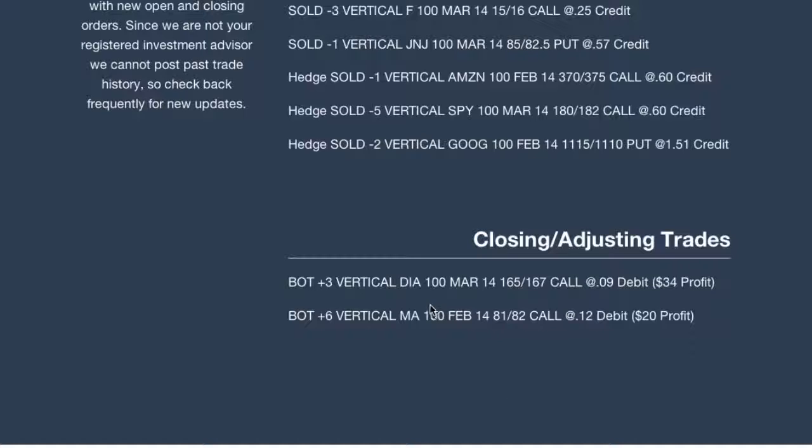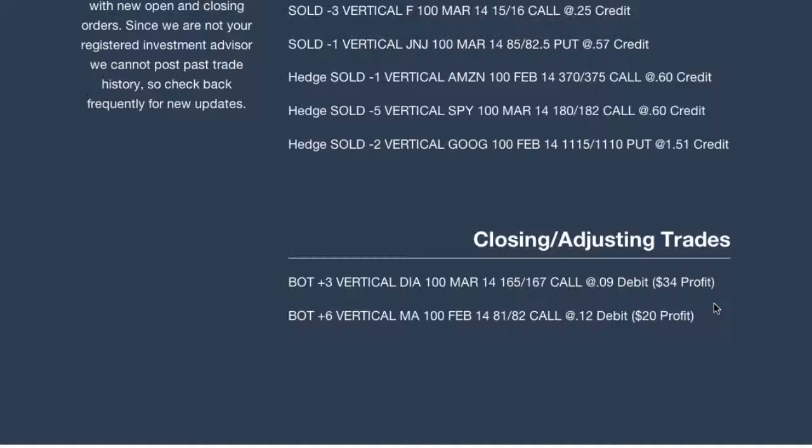So the first one that we closed out was actually the vertical call spread, which was part of an iron condor on DIA. So we had originally traded a very nice iron condor on the diamonds, which is DIA. And right now, since the market has fallen, we bought back the 165, 167 call spread side of that trade. So we took in a nice profit of $34 on this, and that leaves open the other put side of the trade.